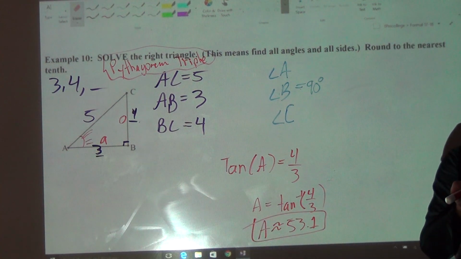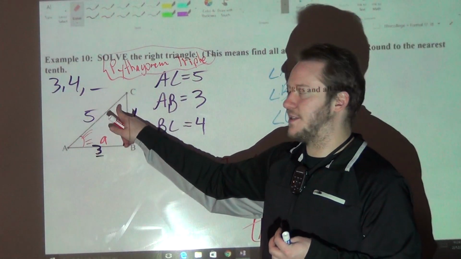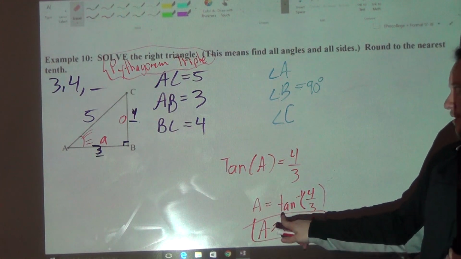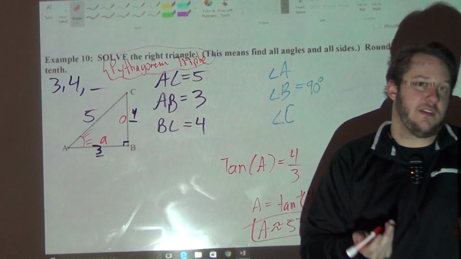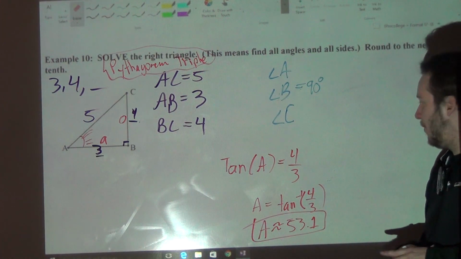Would it be reasonable to now go ahead and erase our eyeball and put it on C and then make a new equation and then use another inverse trig function to find angle C? Would that be reasonable? Mm-hmm. Sure. Is it the best way to go? Nope. Not quite.